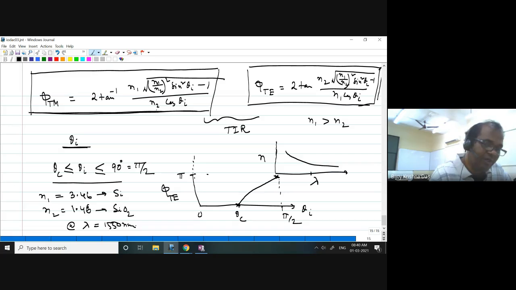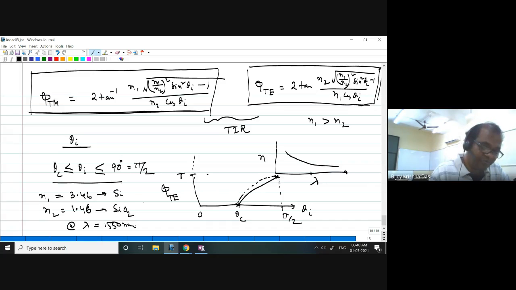Because you have n1 by n2 here, and here n2 by n1. This is n2 by n1 and this is n1 by n2, right? Other than that, inside is almost the same. Normally n2 by n1 is lower and n1 by n2 is higher. So in that case, you can imagine phi tm will be something like this. But exactly at pi by 2, it will match. So T and Tm curves will actually be different.